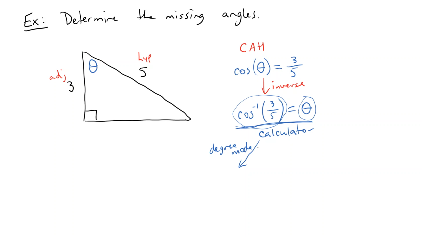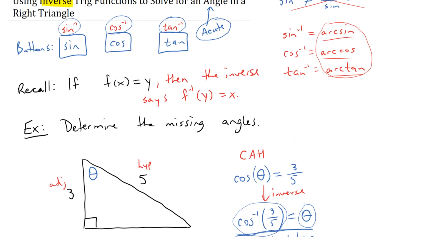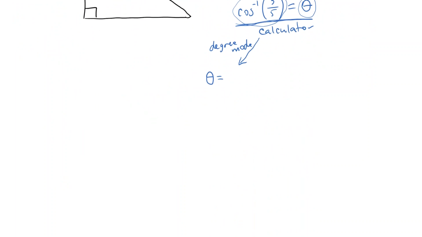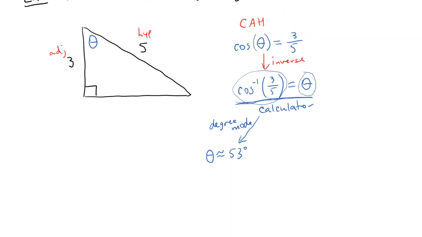So if you do that in degree mode on your calculator, then cosine inverse is probably associated with the cosine button. If you want to use cosine inverse, you may have to hit second or shift to access the inverse part of that button. Okay, so again, that's different on every calculator. But if you type cosine inverse of 3/5 in degree mode, your answer will be not equals, but approximately equal to, let's say, 53 degrees. Okay, so theta up here is approximately 53 degrees.